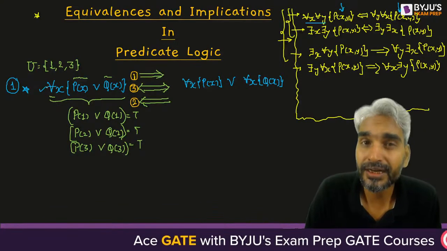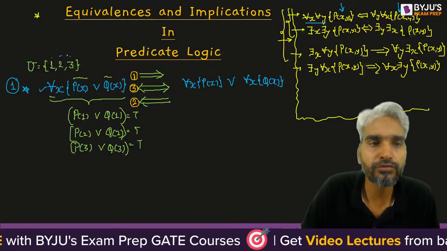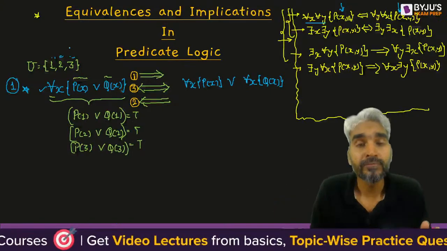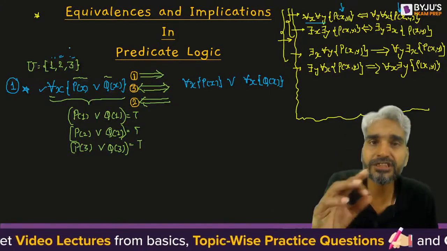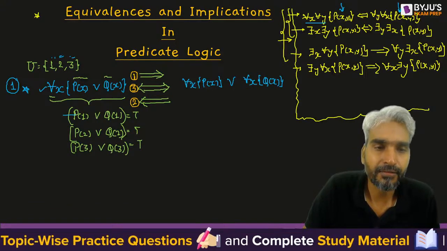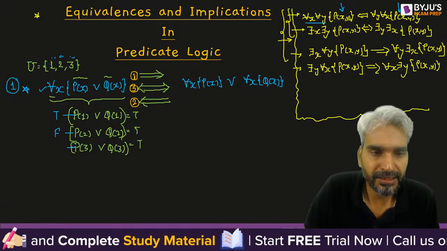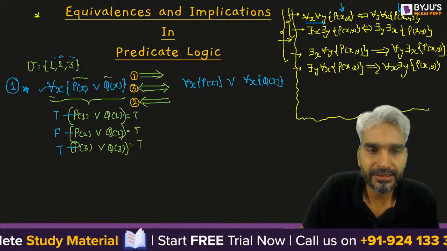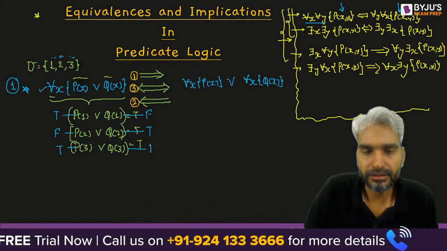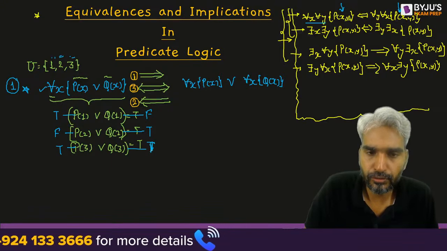For LHS to be true, it is not necessary that P is true for all values of universe or Q is true for all values of universe, but the idea is either P or Q must be true for all the values of universe. So let's try to understand that here: this P1 is true, this P2 is false, and this P3 is true. Here, Q1 is false, Q2 is true, and Q3 is false. Clear?